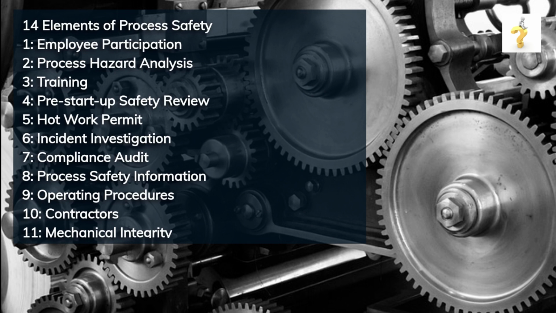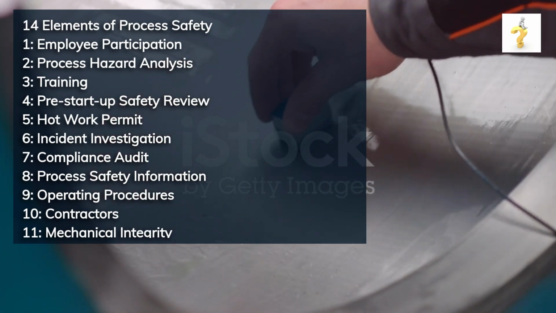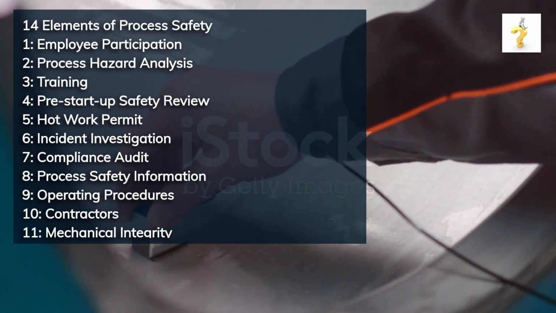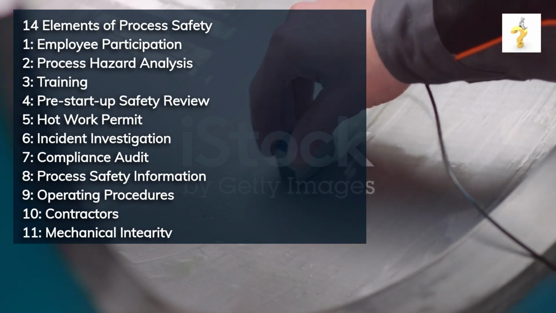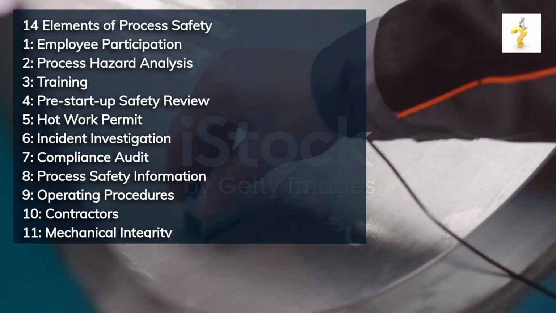It focuses on ensuring that equipment is designed, fabricated, installed, and maintained in a safe and reliable manner. Regular inspections, testing, and maintenance of equipment help identify potential issues, prevent failures, and minimize the risks associated with equipment malfunctions. Mechanical integrity activities may include equipment inspections, non-destructive testing, calibration of instruments, lubrication, and preventive maintenance.